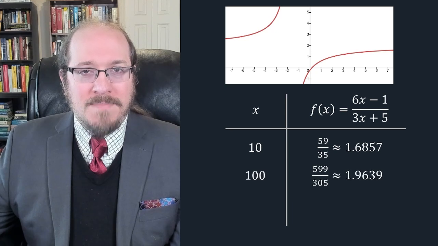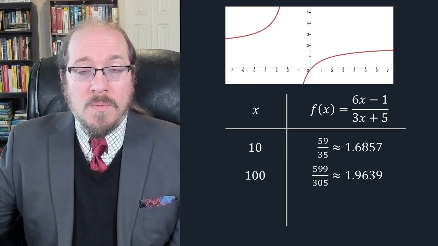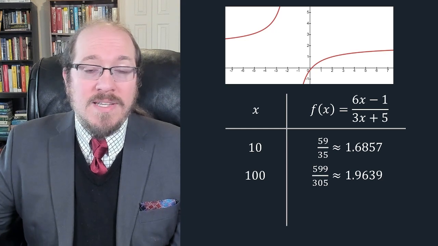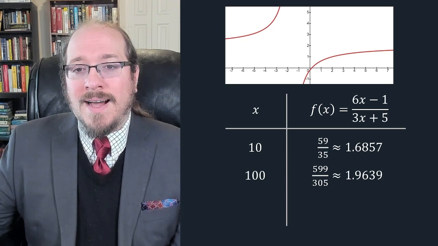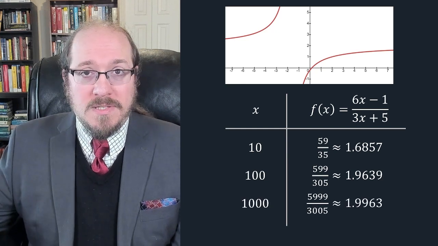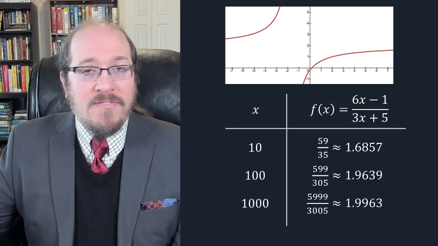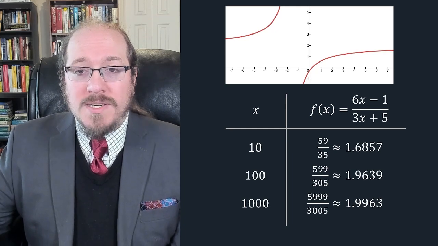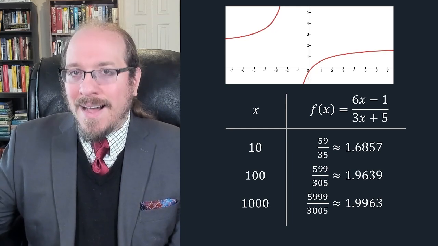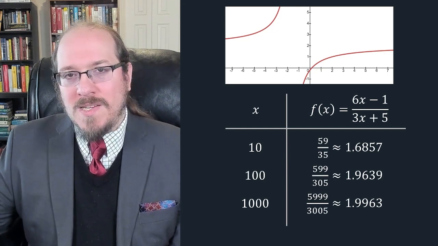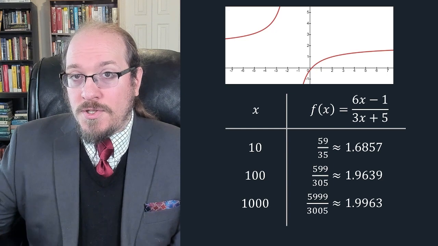Okay, what if we let x equal 100? Now the numerator is 599, while the denominator is 305, and if we divide those, we get about 1.9639. If we keep going, letting x equal, say, 1,000, we get 5,999 divided by 3,005, which comes out to about 1.9963. By now you probably notice that these numbers seem to be getting closer and closer to 2.